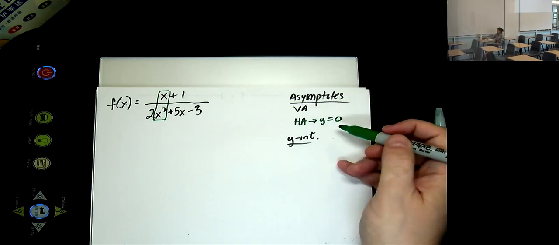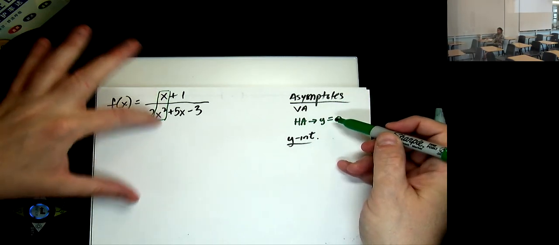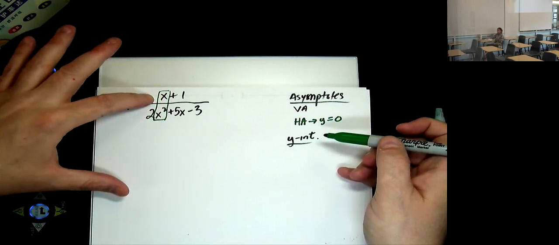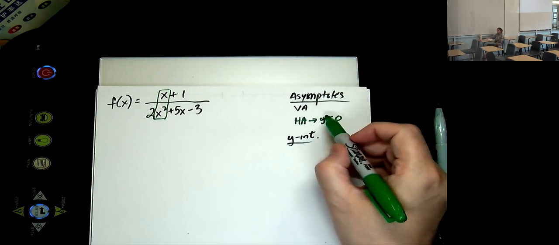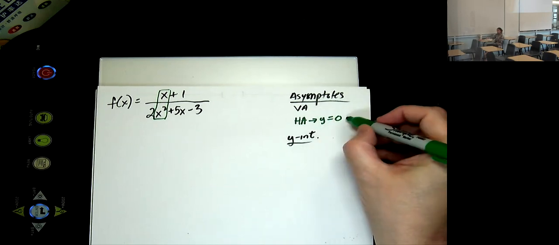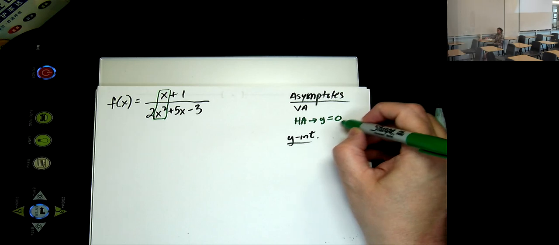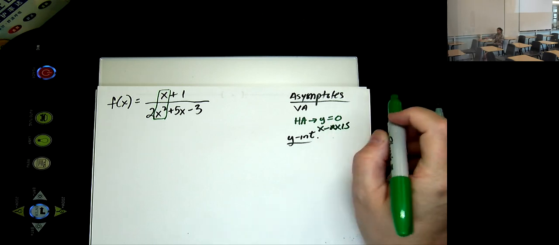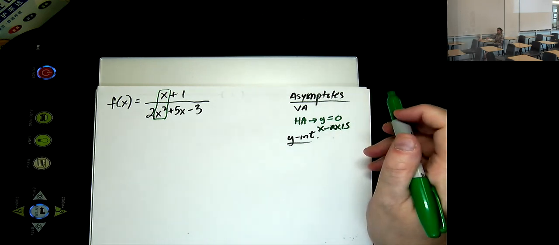When it's not y equals 0, it's when these two have the same exponent. And when we have an oblique asymptote, it's when the top is one bigger. So we have a horizontal asymptote at y equals 0, which is the x-axis. Which means as we go to infinity, it can't cross the x-axis, but it can locally.